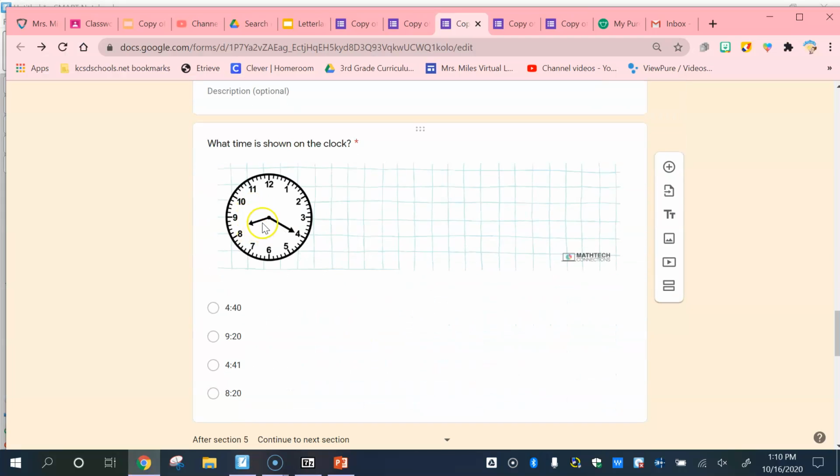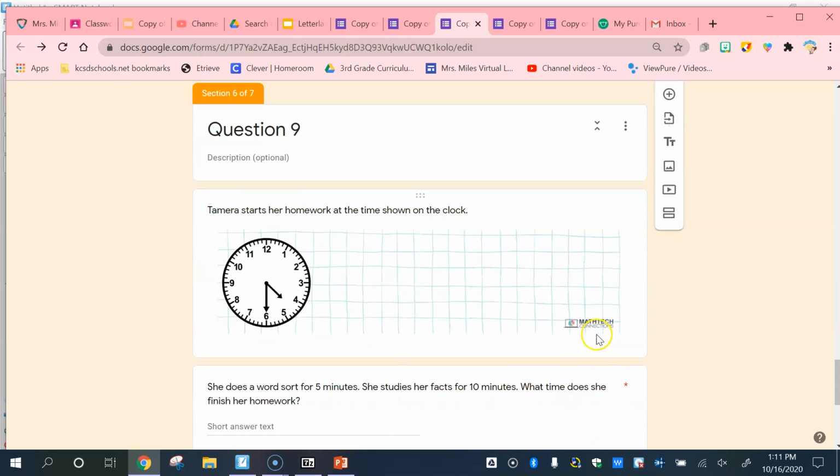What time is shown on the clock? First, we look at the hour hand, which is in between the 8 and the 9, so it's still 8. And remember, our minutes go by fives, and the long hand is out at the 4. So let's count. 5, 10, 15, 20. So 8:20.